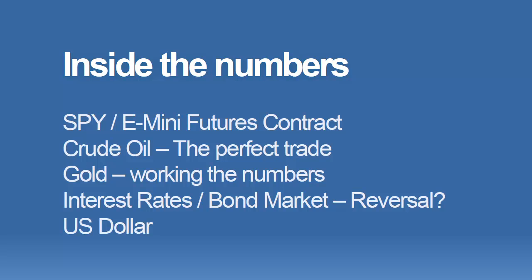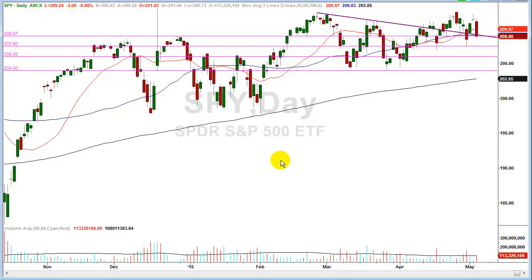Inside the numbers tonight, we're going to discuss the SPY and the E-mini futures contract, of course. I've got numbers and a lot of data. We'll talk about crude oil and the perfect trade. Gold: working the numbers, we'll discuss the target that was hit today and what to expect next. Interest rates in the bond market: did we have a reversal today? We're going to dissect that a little bit. There's a case on both ends. And then we'll talk about the U.S. dollar. So let's get right into it.